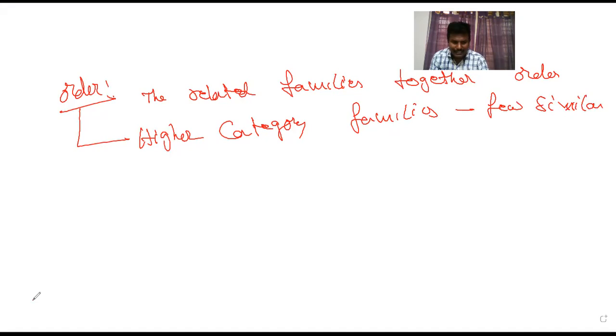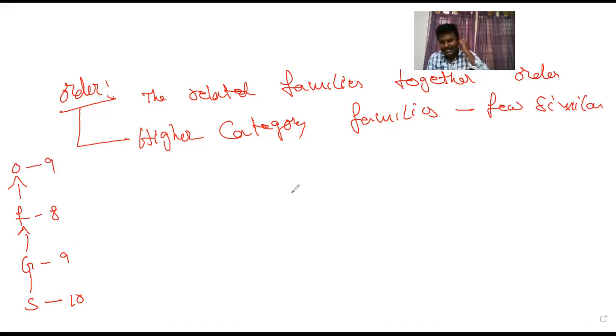Already here we discussed species. In this one, 10 similar characters. Genus, in this one, 9 similar characters. Family, 8 similar characters. Order, 7 similar characters. In this way, gradually the similar characters decrease from down to up. That's all.